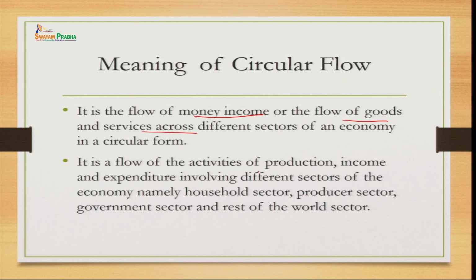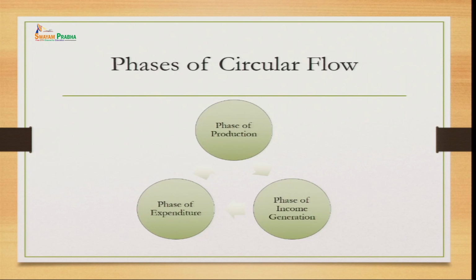It is the flow of activities of production, income and expenditure involving different sectors of the economy, and these sectors are named as the household sector, producer sector, government sector, and the rest of the world, which you can call a foreign nation, or the external sector outside the world. So, these are the 4 sectors which have this circular flow of economic activities and income, and the kind of interaction taking place is what we are going to cover here.